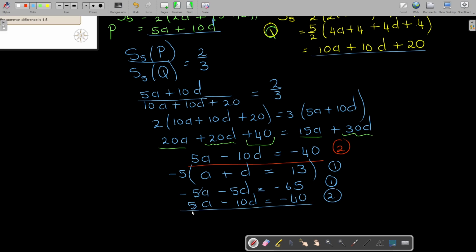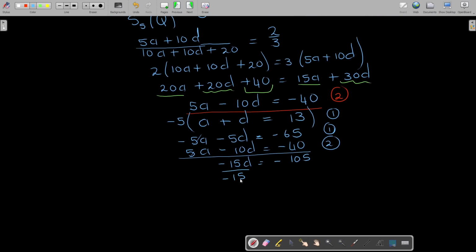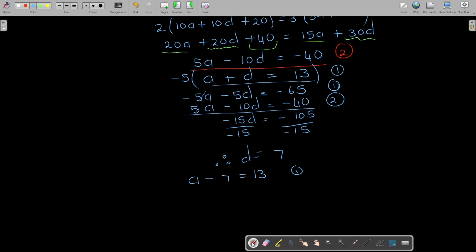Then I cancel and I get negative 15D equals negative 105. Then I divide by negative 15. I divide by negative 15, and I get that the value of D is equal to 7. Now I must just get my value of A. Use your simple equation. So A plus 7 equals 13. I substitute into 1. And then A is equal to 13 plus 7. So 13 plus 7, and that is going to be, let's just see if I made a mistake.